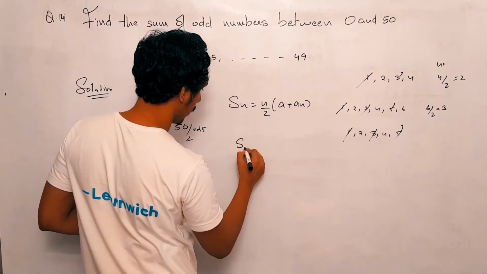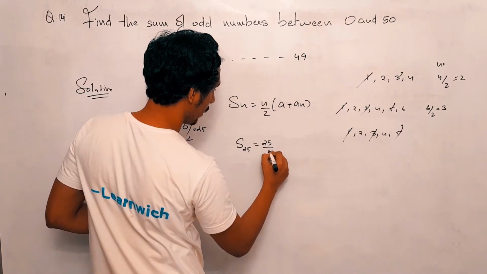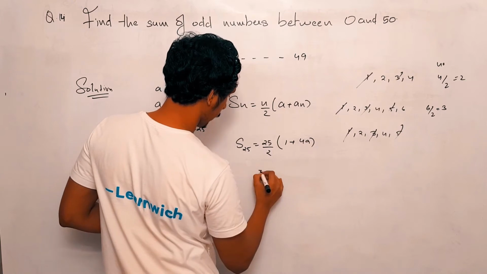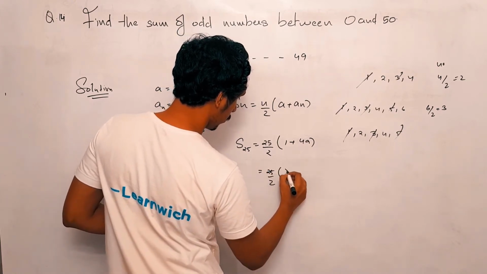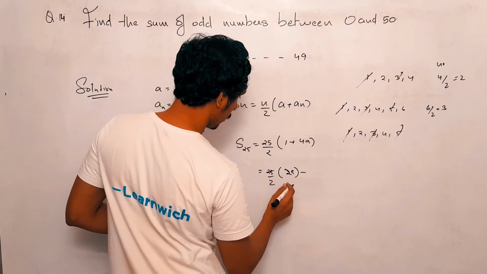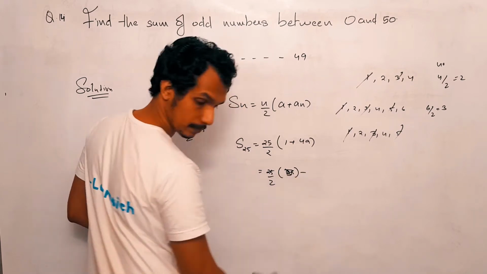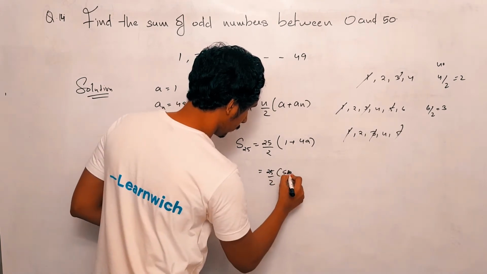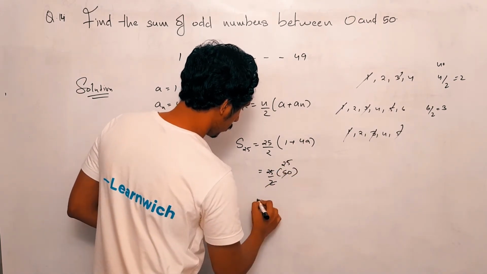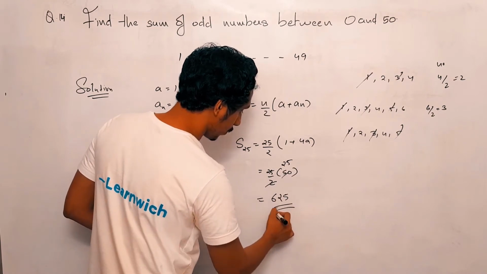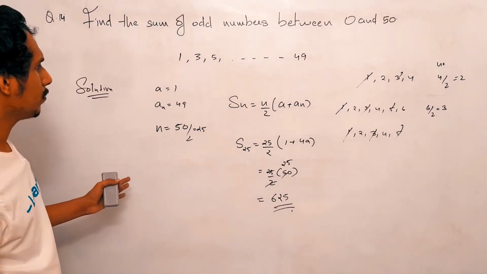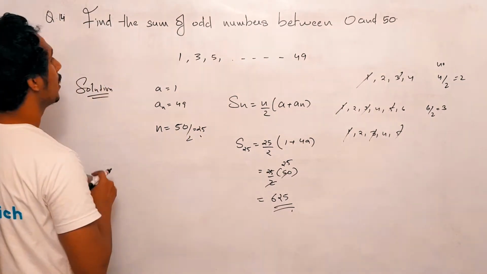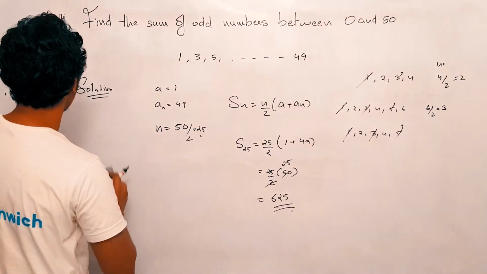So S25 equals 25 by 2 into, what is A? 1 plus AN is 49. So that is 25 by 2 into 50. 25 by 2 into 50 will be 25 into 25. What is the answer? It will be 625. Understood? Simple question. You only have to worry about finding the number of terms. Please note it down. Let's go to the next question.